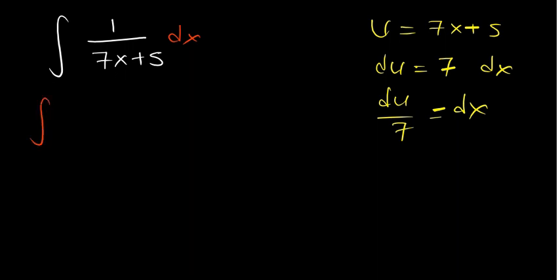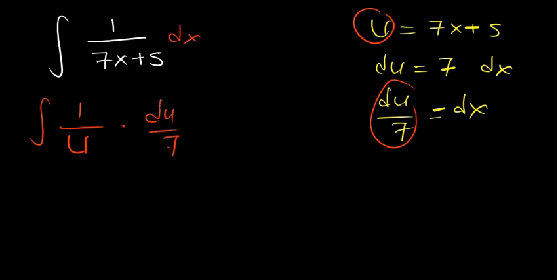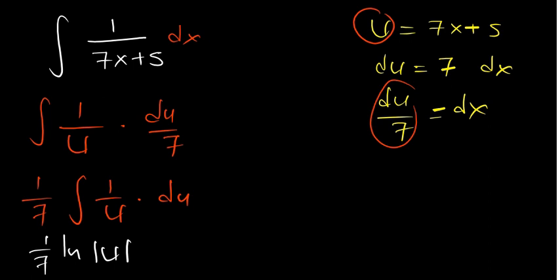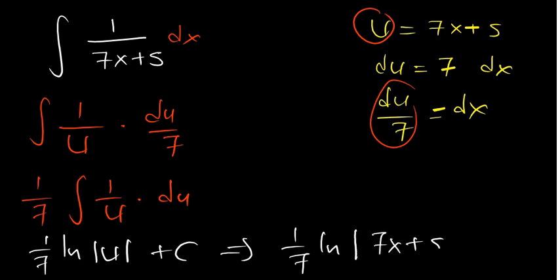Let's proceed. The integral of 1 over our u, okay, since our u is equal to that, and then for our dx, it's equal to this du over 7. So pull out the 7 which of course we know is 1 over 7. And then we have the integral of 1 over u again, and then du. So this is going to be straightforward. So 1 over 7 natural log of u plus c, which is of course 1 over 7 natural log, our u in this case is 7x plus 5, then plus c.